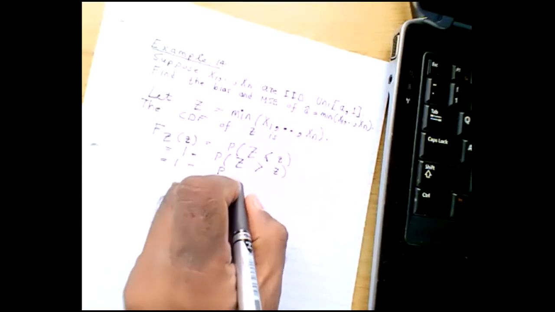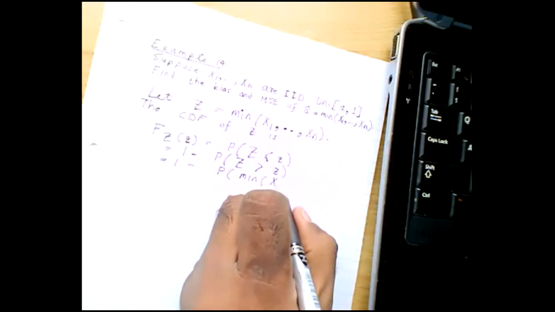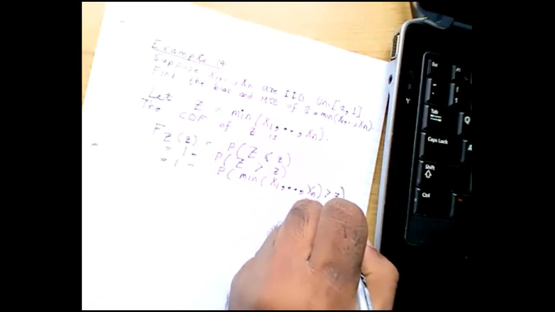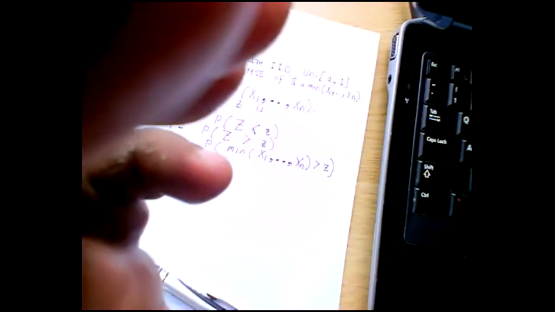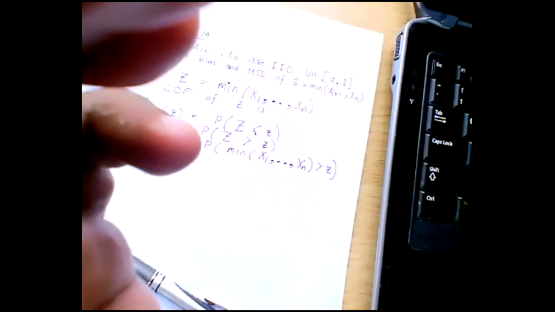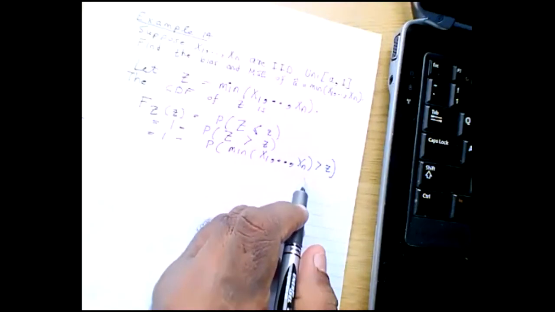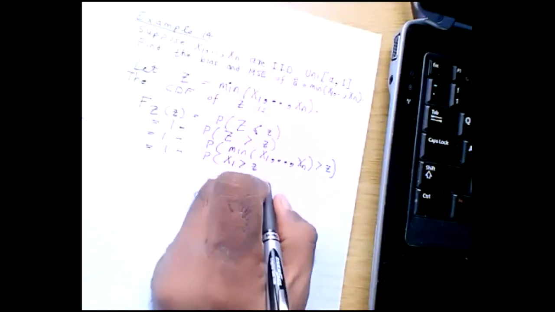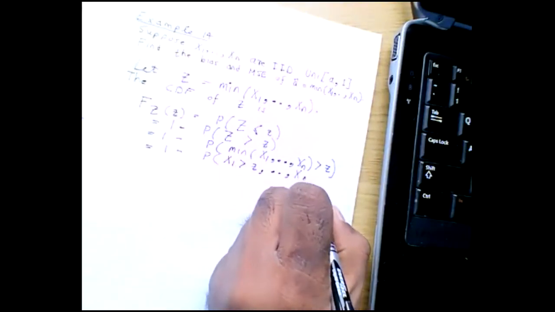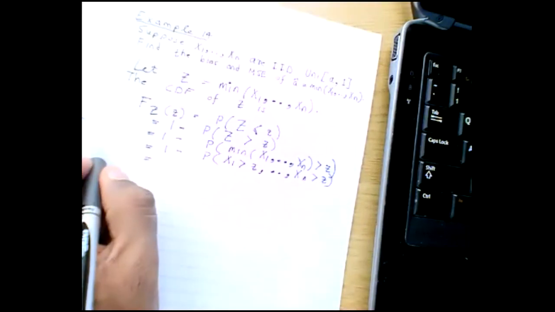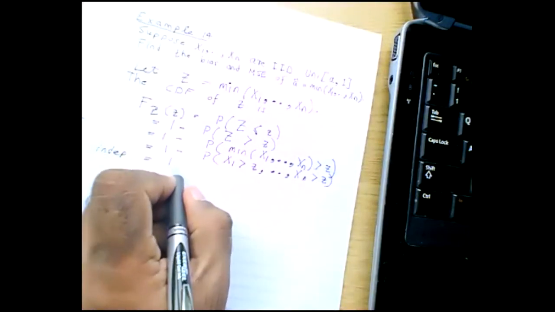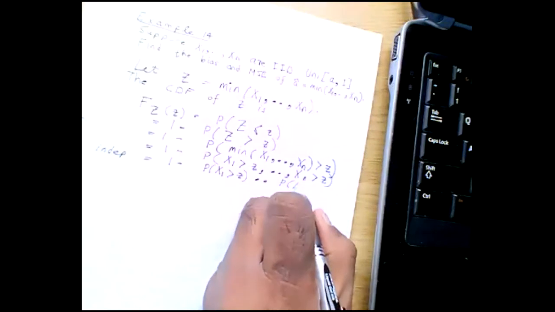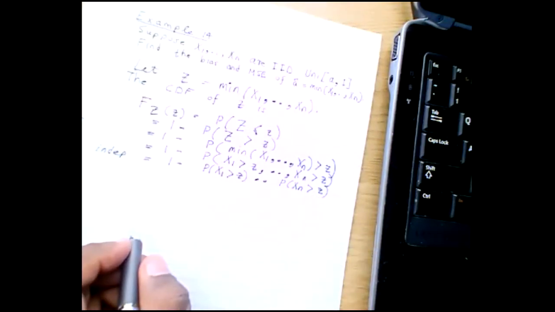And this is 1 minus the probability that the minimum... okay. Now, if the minimum is greater than z, I don't know what's wrong with the visualizer. Okay, slightly better now. If the minimum is greater than z, then each element has to be. So this implies that x1 is greater than z, up to xn is greater than z. Now, because of independence, yeah, like this.